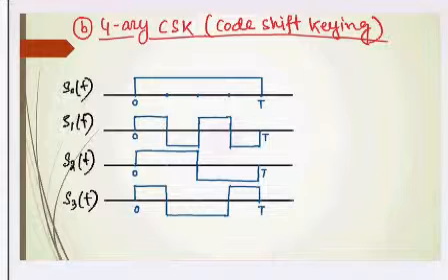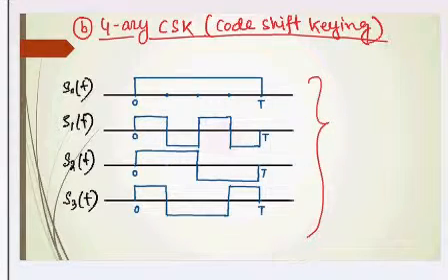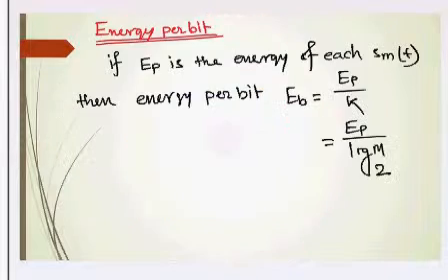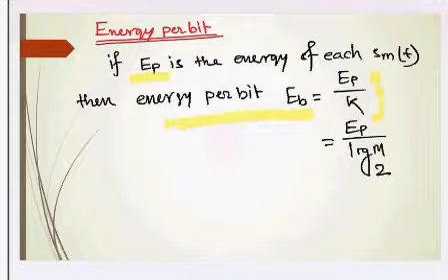This is called code shift keying, 4-ary CSK. All 4 signals are orthogonal to each other. We know Ep is the energy of each signal Sm(t), but one of the important properties is the energy per bit, Eb. It is Ep by K, which is known as energy per bit. This is a very important parameter for digital signaling schemes. In this case, K is defined as log M with base 2.